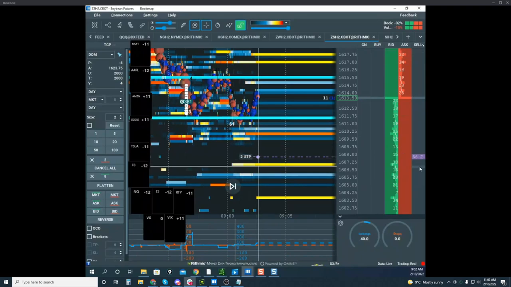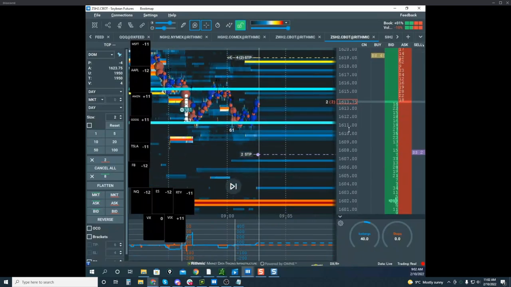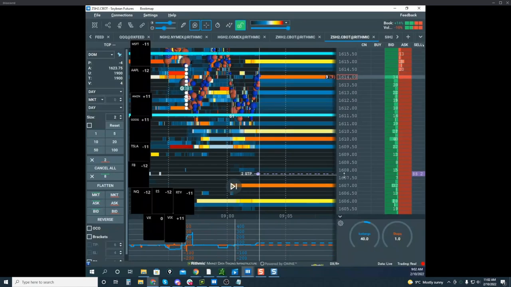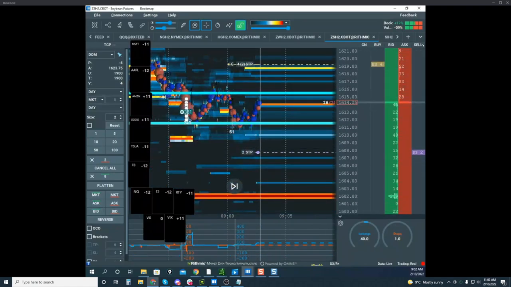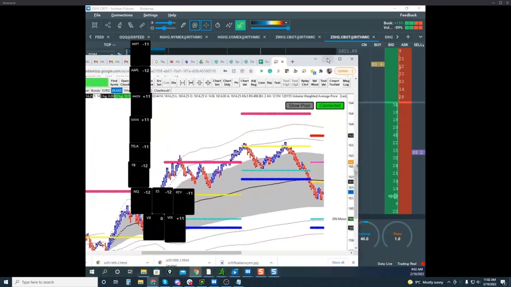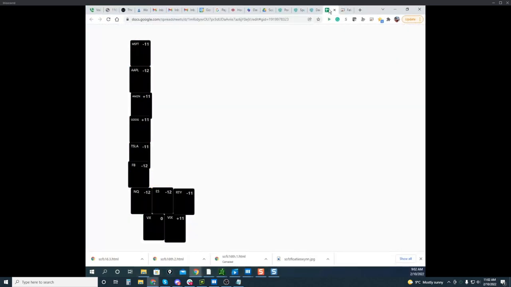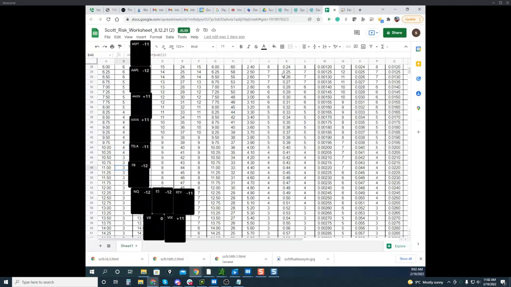I think I only put on two for that add because I'll be risking all the way up to here. So basically I'd be risking from 8 up to 19. That's 11 cents. This is the most important part, guys. We talk about this every week. 11 cents, I can put on 3.